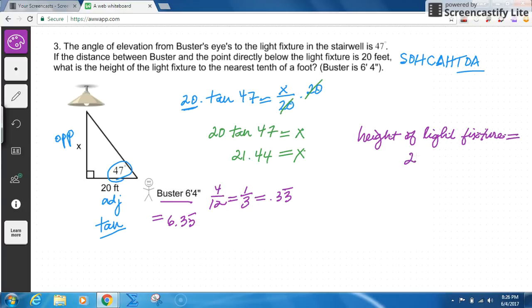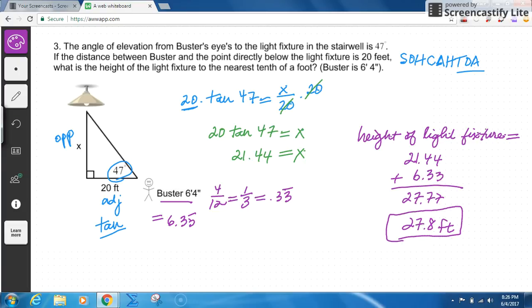So when we find the height of the light fixture, we have the 21.44 plus Buster's height of 6.33. We need to add those together, and we get 27.77. And now we want to take that number and round it to the nearest tenth. And our final answer is going to be 27.8 feet to be the height of the light fixture.